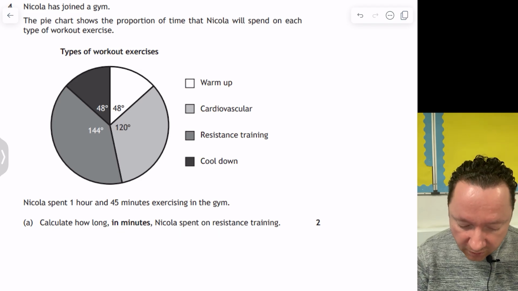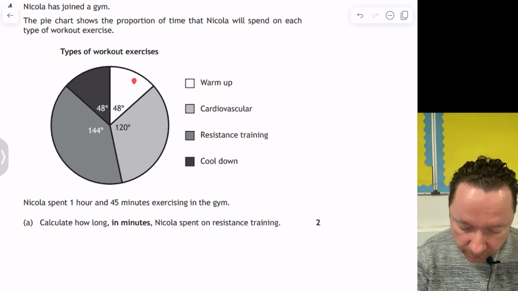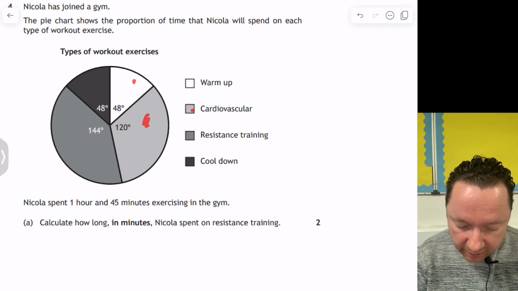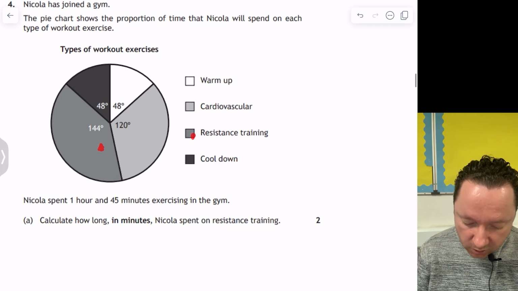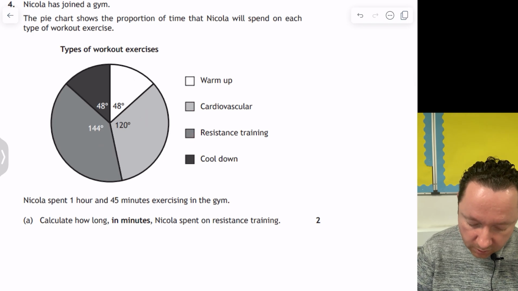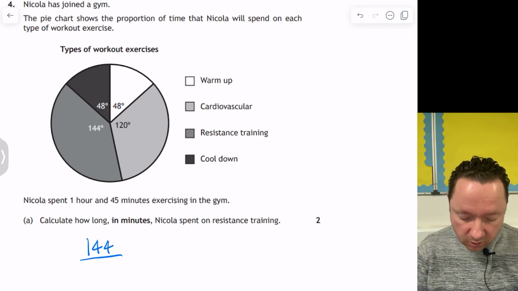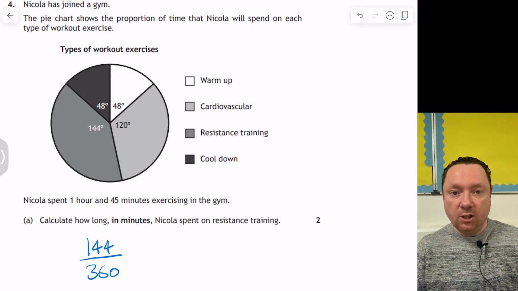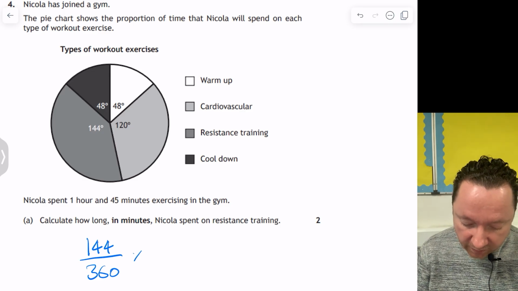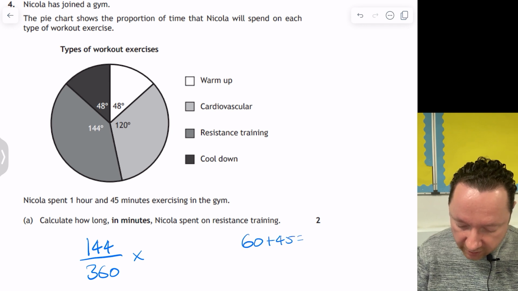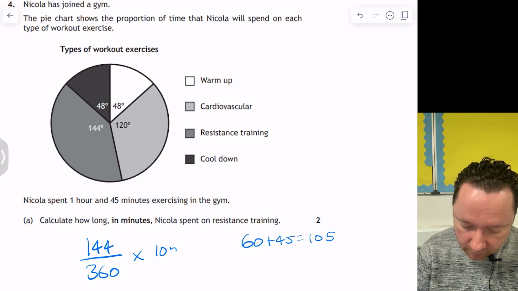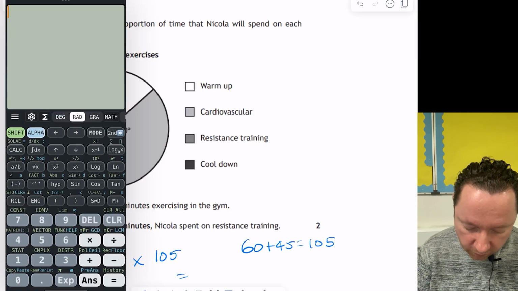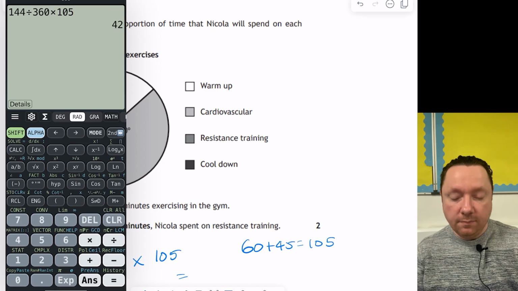So I need to identify the bit that's resistance training. So it goes warm-up, cardiovascular is the light grey, resistance is the dark grey. So it's 144 degrees. So it's 144 out of 360 is the fraction because it's 360 degrees in a circle. So that's what fraction she spent. And I need to times by the time. But the time is 1 hour 45. So I want it all in minutes. So that's 105. So let's get my calculator for that then. 144 divided by 360 times 105 is 42 minutes.